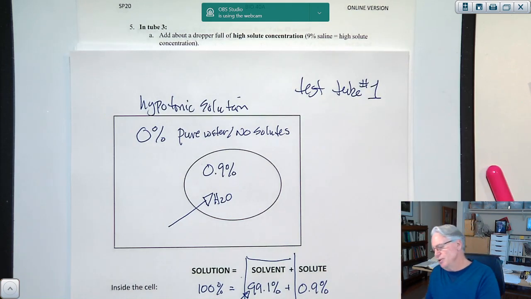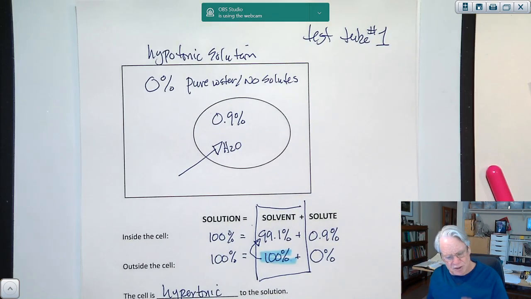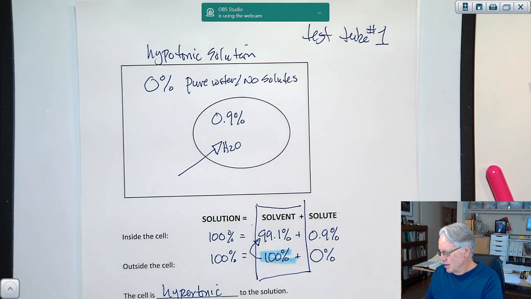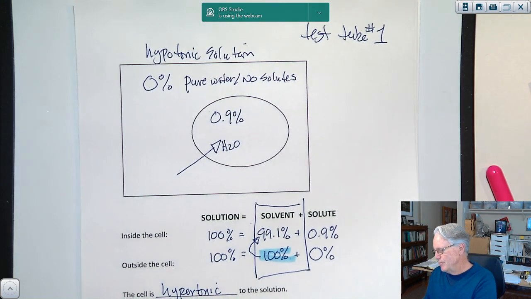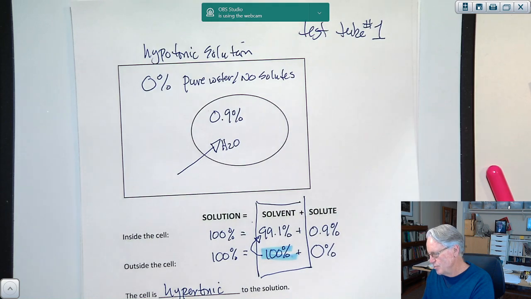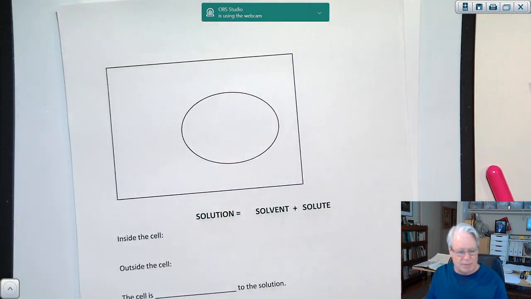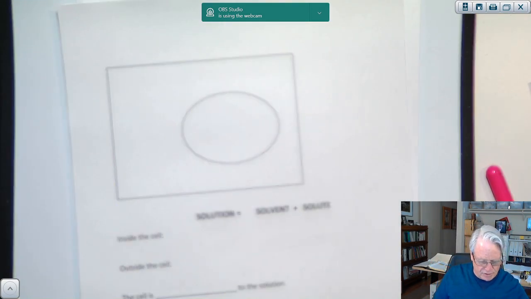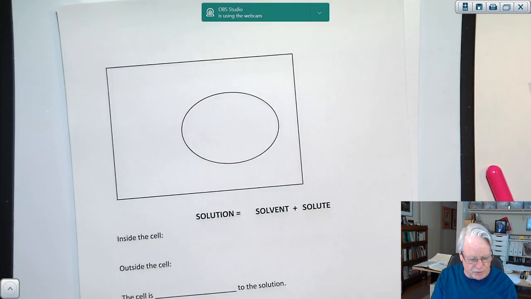If you put this solution underneath the microscope, you would see nothing. There would be no cells left. You would see absolutely nothing. All right. Let's skip the second one, because I think you probably have already figured out what's going to happen in the second test tube. We'll come back to it. But let's go to test tube number 3.